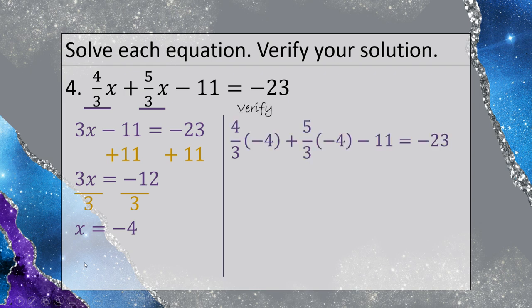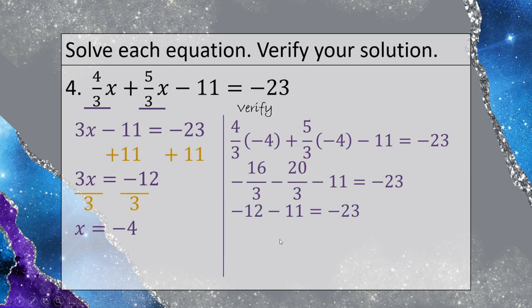To verify, we're substituting negative 4 in for x. And so we get negative 16/3 minus 20/3 minus 11. You can type it into your calculator if you want, negative 16/3 minus 20/3, which is negative 36/3, which equals negative 12. And negative 12 minus 11 gives us negative 23. So it does satisfy the equation.